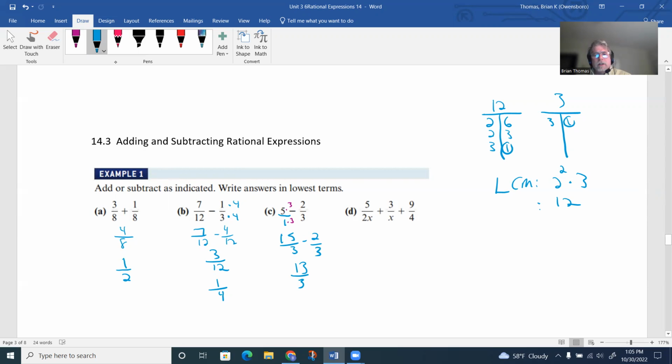So if we look at D, if we want to add these 3 fractions, notice how the 4 is made up of 2 2's.